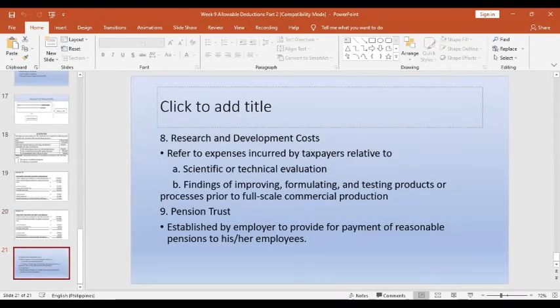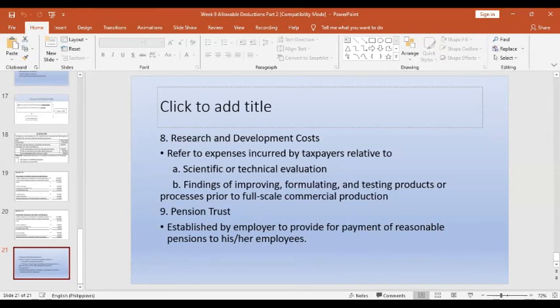And the 8th itemized deduction is the research and development cost. If the business or the taxpayer is doing research and development for the innovation of their products and services, whatever the cost of the research and development will be allowable deductions to the gross taxable income.